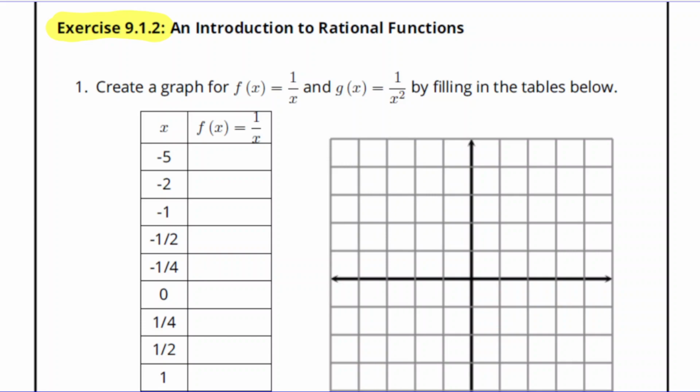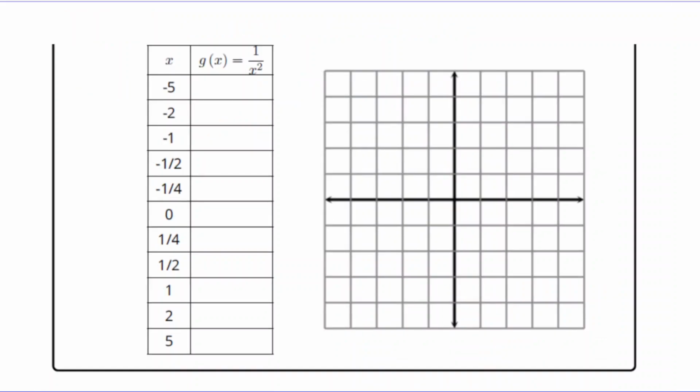And I've got that on this page here. And you can see g of x equals 1 over x squared. It's the same values for x. Okay, so they're using the same domain points. So we can do that as well on Desmos.